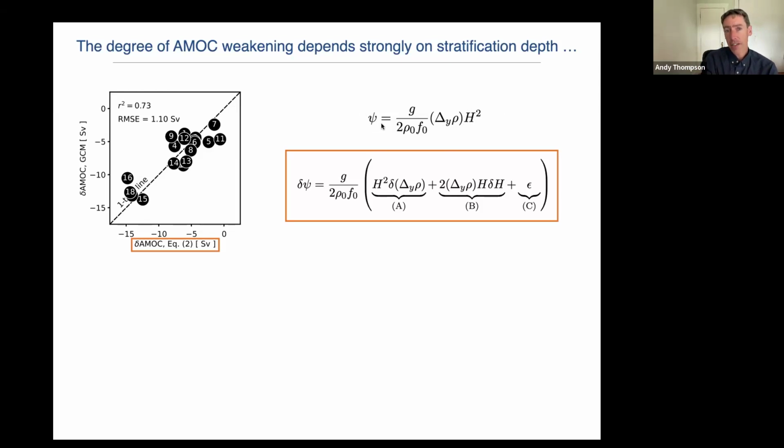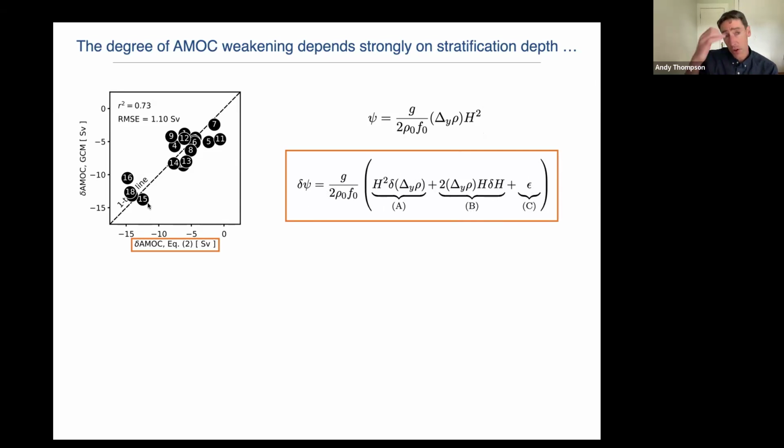One thing we can look at now is how the perturbation of the stream function depends on changes in this density difference versus changes in the ocean's vertical stratification. And so what I'm showing in this orange box here is that we can do essentially a Taylor expansion for the stream function by decomposing the change in the overturning into changes in the density difference, which is this term A, and a term that's related to the changes in the stratification, or what we'll call the depth of the AMOC. And then there's a residual term here, E.